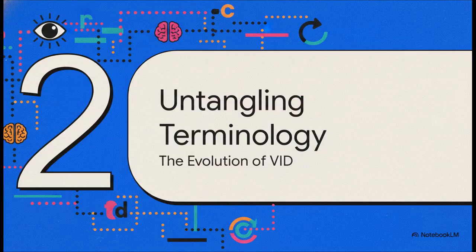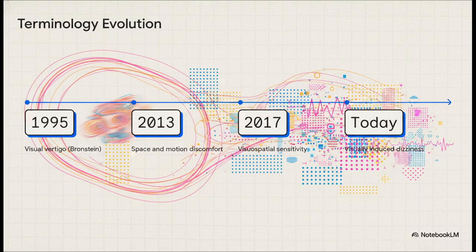Section 2. Untangling the terminology. Let's trace the evolution of this condition and clear up the alphabet soup of diagnoses out there. It's really interesting to see how the naming of this condition has shifted over the last 4 decades, which completely mirrors how our understanding of the mechanism has evolved. Back in 1995, Braunstein coined the term visual vertigo to describe this response in patients with known vestibular disorders. Fast forward to 2013, Braunstein and Golding broadened it with space and motion discomfort, catching patients without any obvious peripheral pathology. And then in 2017, the Barany Society brought in visuospatial sensitivity as criterion C of persistent postural perceptual dizziness, or PPPD.